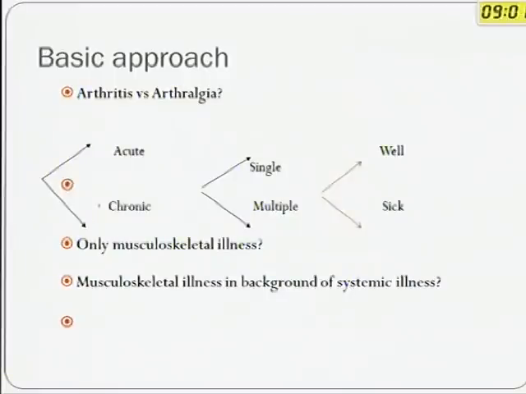Now, a very simple formula to know how to approach arthritis in a child. So the first thing, is it arthritis or arthralgia? And we just went through how we confirm that. The second thing, is it acute onset or chronic onset? Is it involving a single joint or multiple joints? Is the child looking well or sick? And I think if you get this much down, it's very easy then to decide your differential diagnoses and how to proceed next. Has this child got only arthritis, or is this arthritis presenting in the background of a systemic illness? That's the next point.